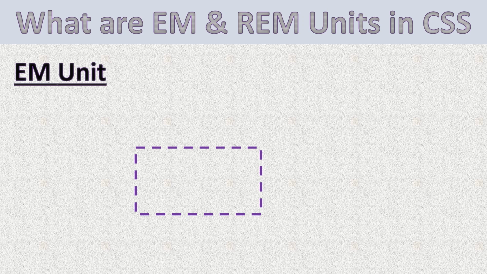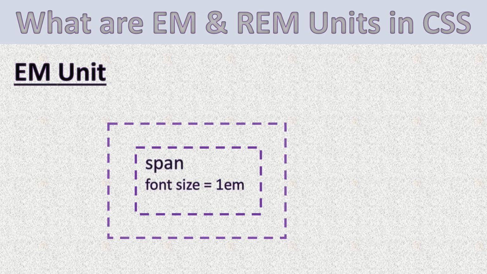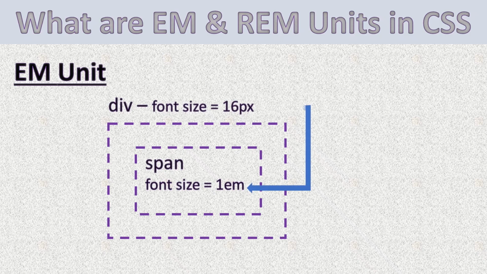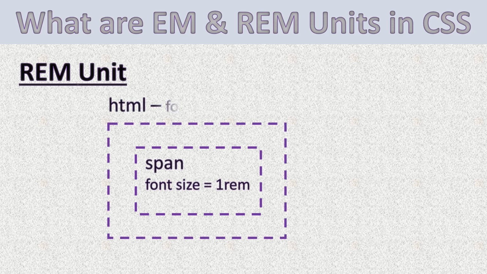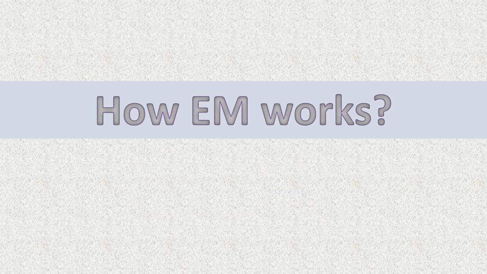This unit depends on the font size of the element's parent. It means it will follow the size that is set by the parent element. This unit depends on the font size of the root element, that HTML tag. It always uses the size that is set at the root element of the page. By default, browsers set the font size of that HTML tag to 16 pixels unless you change it. This 16px is used as the base size when you use REM units for sizing things.